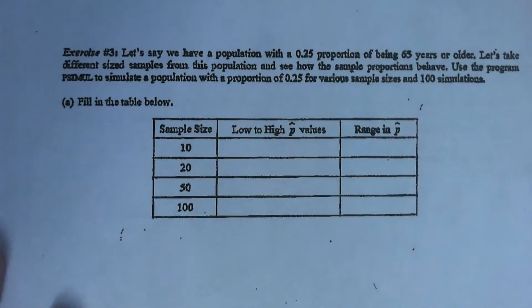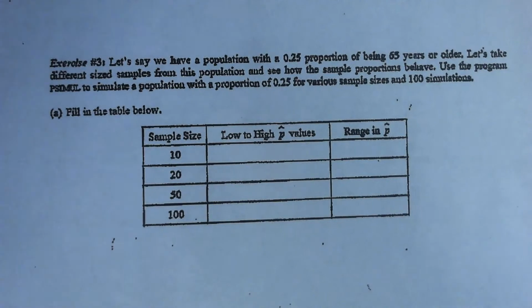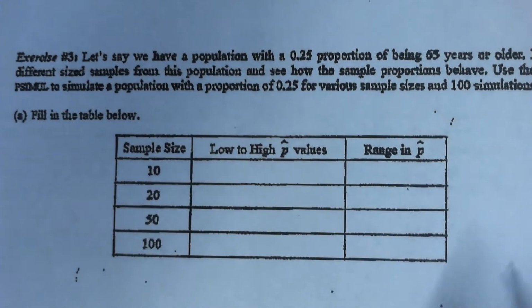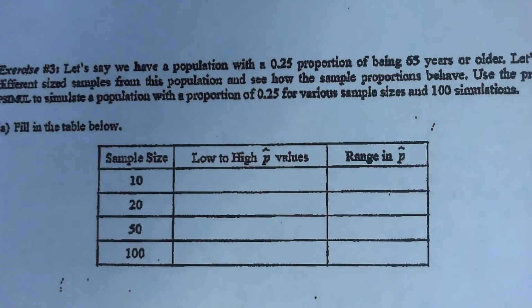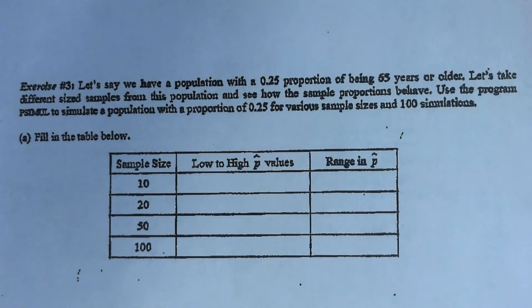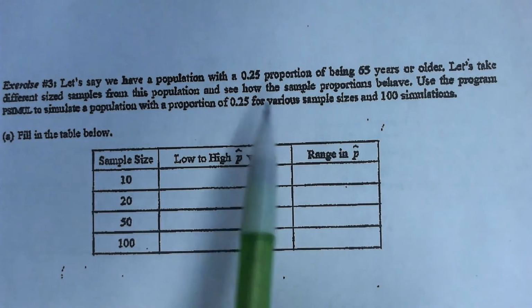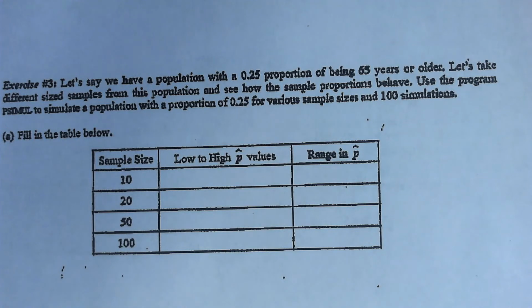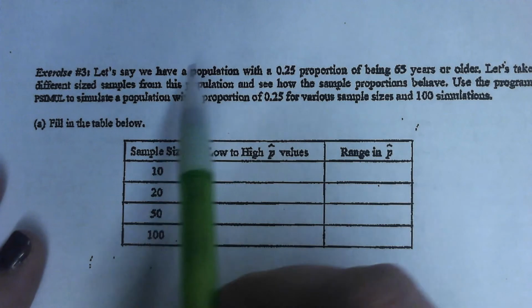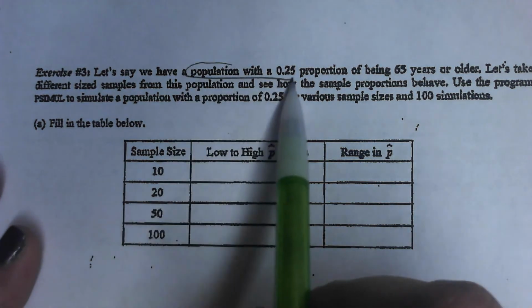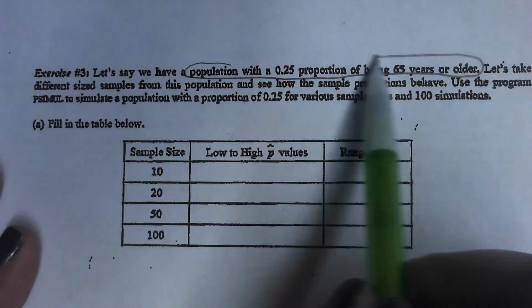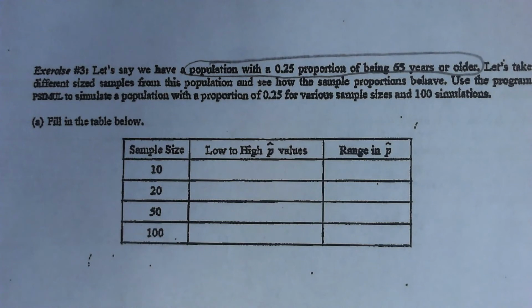All right, flip to the back. New scenario here. Let's say we have a population with a 0.25 proportion of being 65 years or older. So we're pretending that in some city, let's say Buffalo, 25% of people are 65 years or older. We know that for a fact. That's a population. They're telling you that we have a population proportion of 25% essentially being 65 years or older.